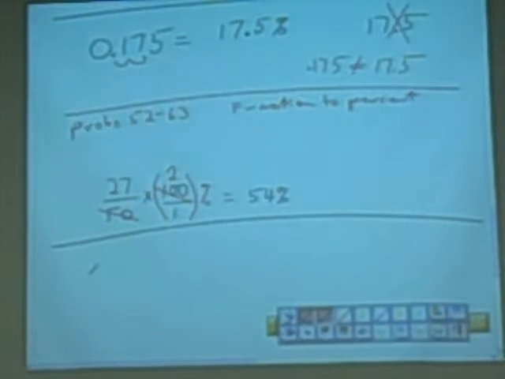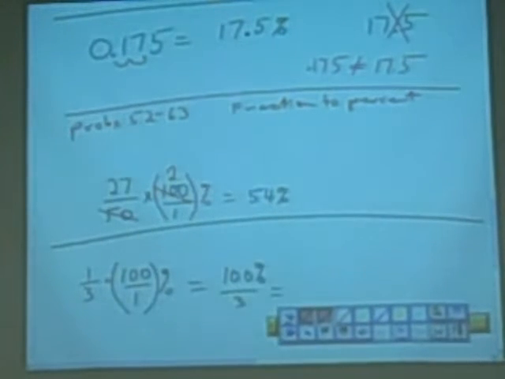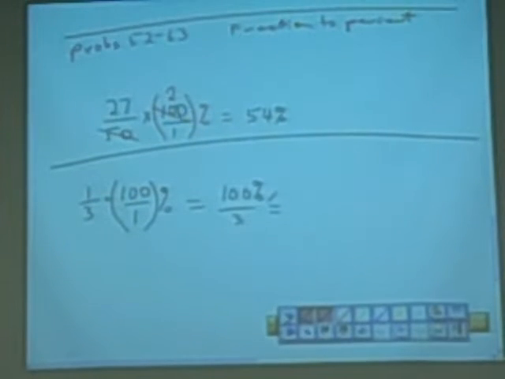If we have something like 1/3, and we want to change that to a percent, then we're going to multiply that by 100 over 1, and we'll put our percent sign outside, and what we get is 100% over 3. And so when we go to divide that, we get 33 1/3.